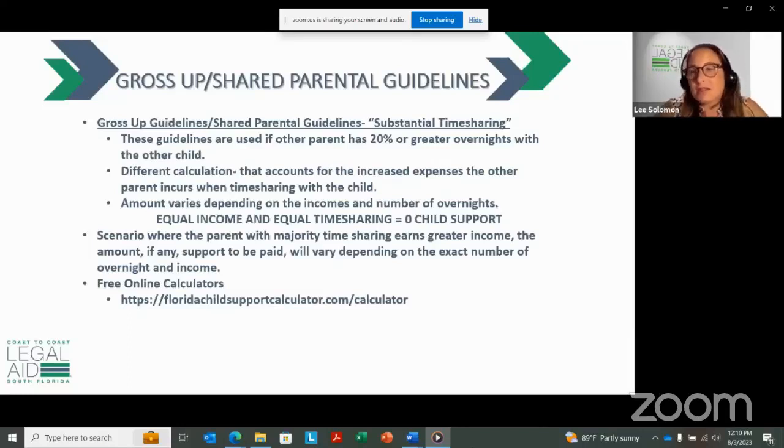So this calculation, the statute does explain how to do it manually, but it is a little complicated. There are multiplication factors involved. So I would recommend, if you just want to have an idea of how much the support would be, there are several free online calculators. I've referenced one here: FloridaChildSupportCalculator.com. You can put in the information and it'll give you an idea of what the obligation would be.